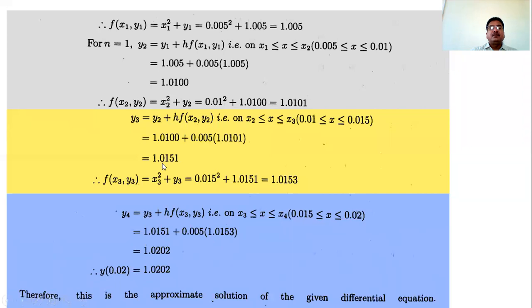Then we have the value at 0.015. That is y3. And then lastly, we have the value at 0.02. This y4 means y3 plus h f(x3, y3). Because f(x,y) is x square plus y, f(x3, y3) is x3 squared plus y3, and we have this answer as y at 0.02.